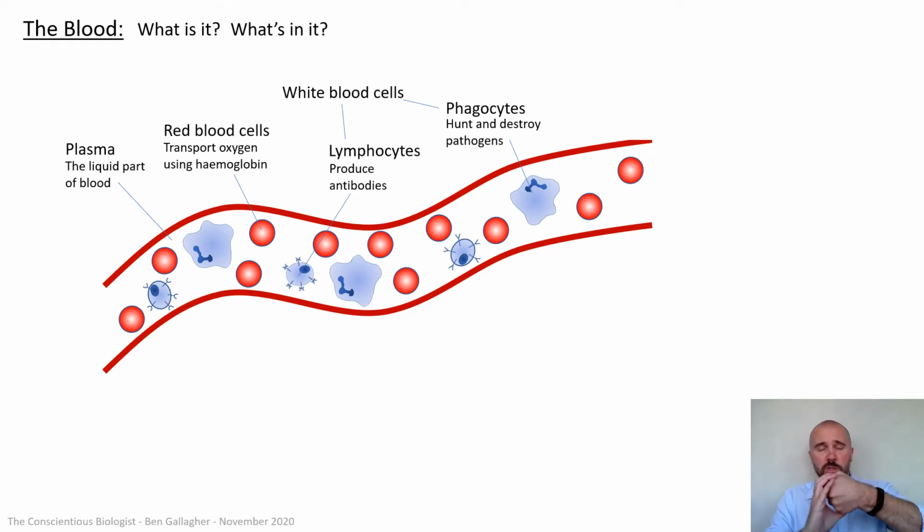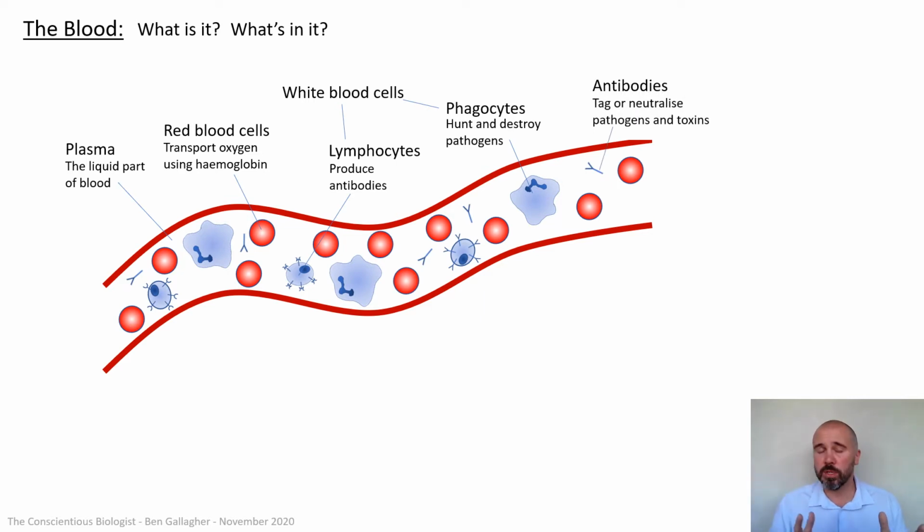But if a pathogen locks onto it, that lymphocyte can multiply, create loads and loads of copies of itself, flooding the blood with loads and loads of antibodies. So let's add that to here. You might just have antibodies floating around in the blood. Those antibodies can lock onto pathogens and either directly destroy them or tag them and make them really bright and obvious for phagocytes to come and destroy them.